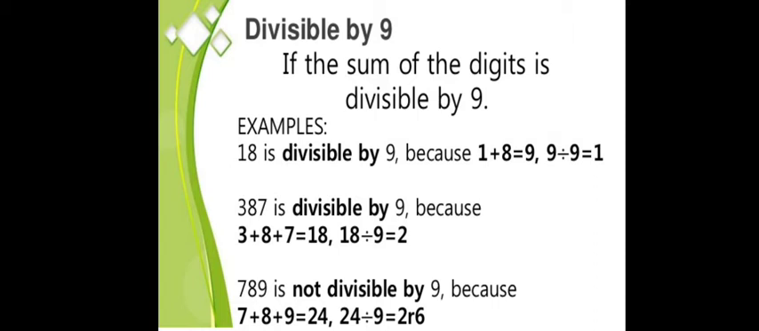789. If you are adding 7 plus 8 plus 9, we get 24. While dividing 24, we get a remainder 6. So this number is not divisible by 9. So for divisibility rule of 9, the sum of the digits must be divisible by 9.